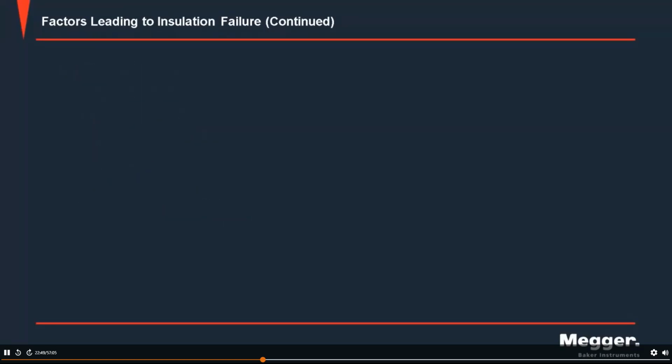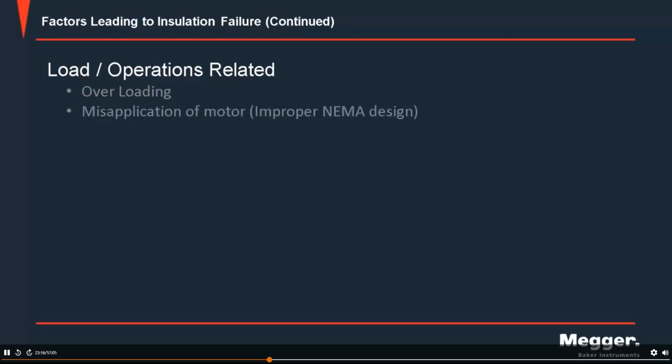All right, but wait, there's more factors, right? We'd be amiss if we didn't talk about load and operations. Because oftentimes in a plant, we're trying to get the absolute most we can out of our motors, and overloading, of course, is one of the main contributors in a lot of cases to extra heat. And again, every 10 degrees C, what is that going to do to our insulation? It's going to double the rate of degradation.